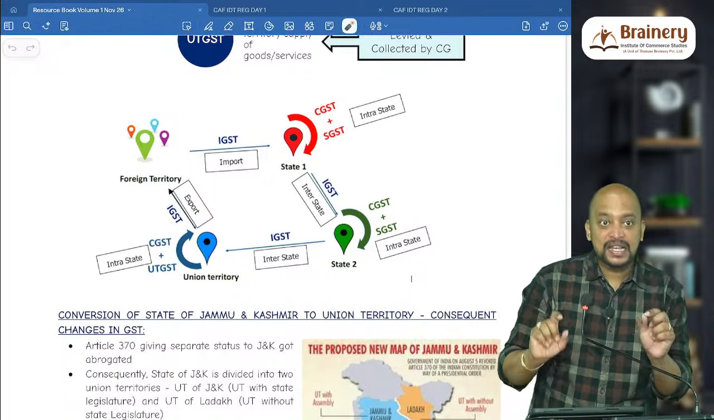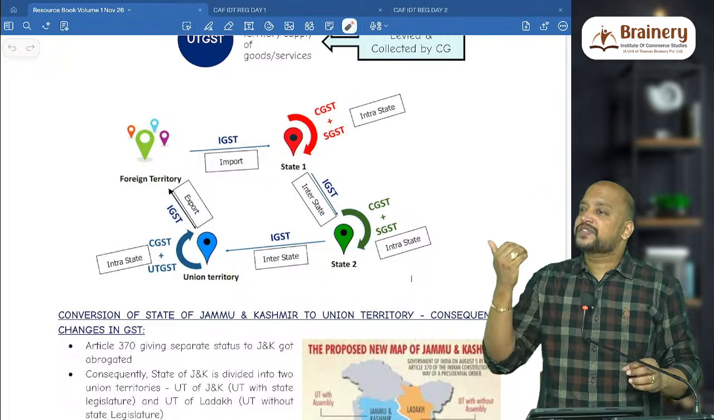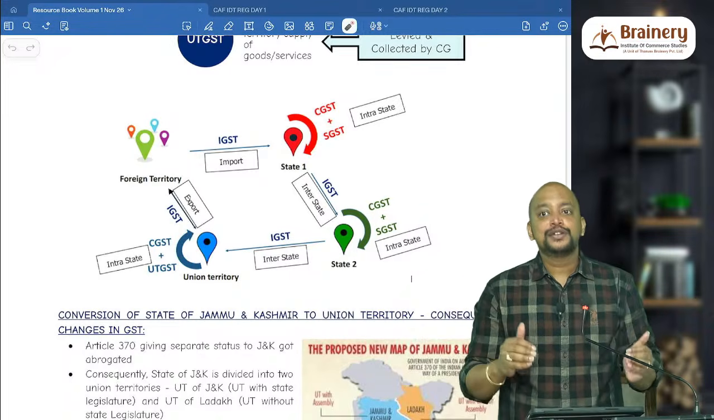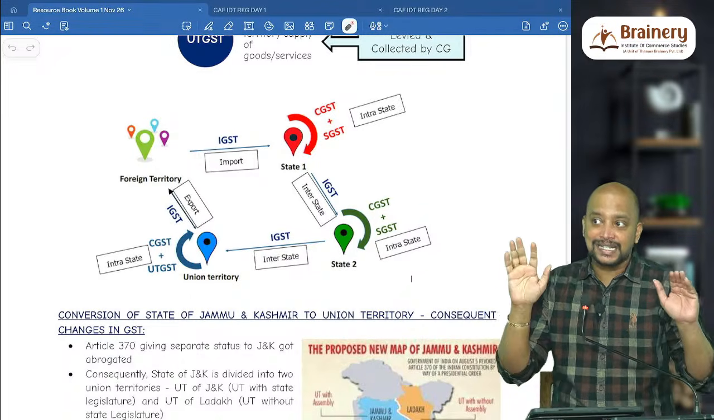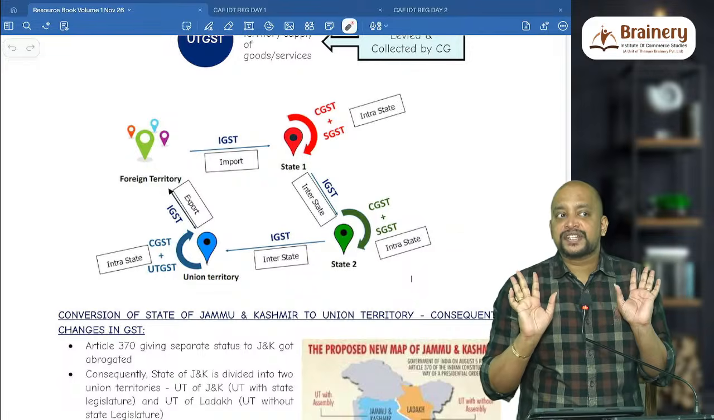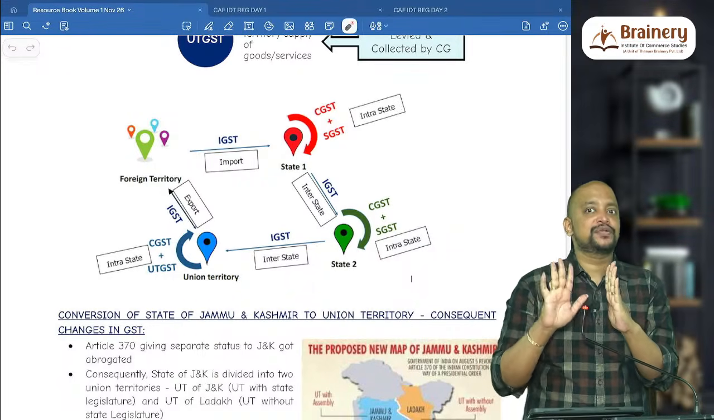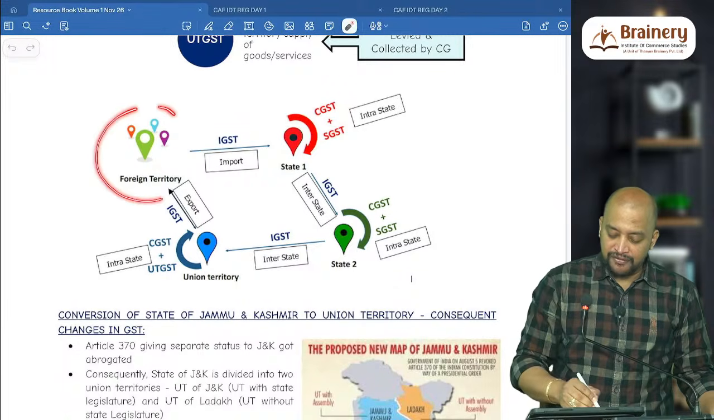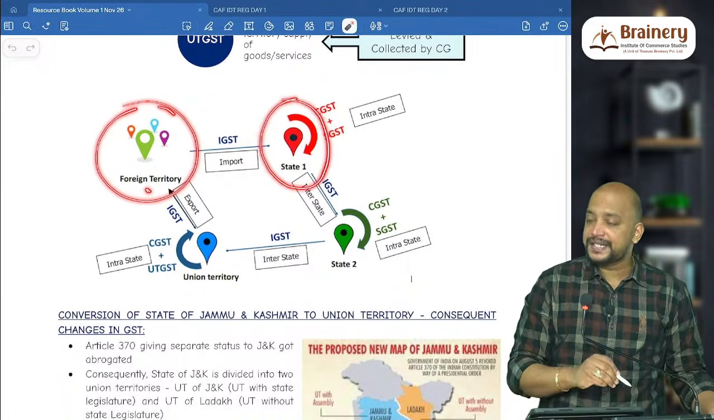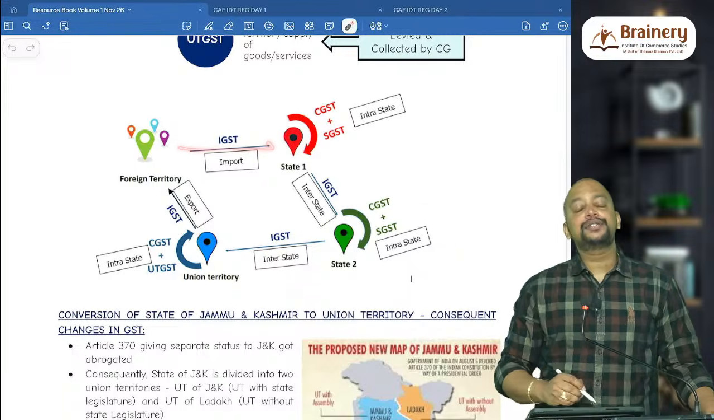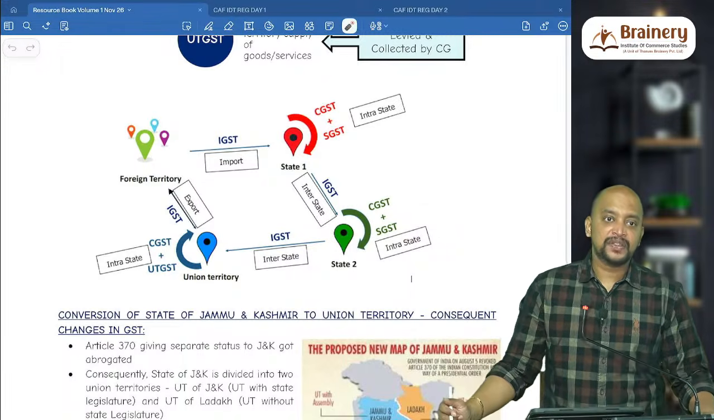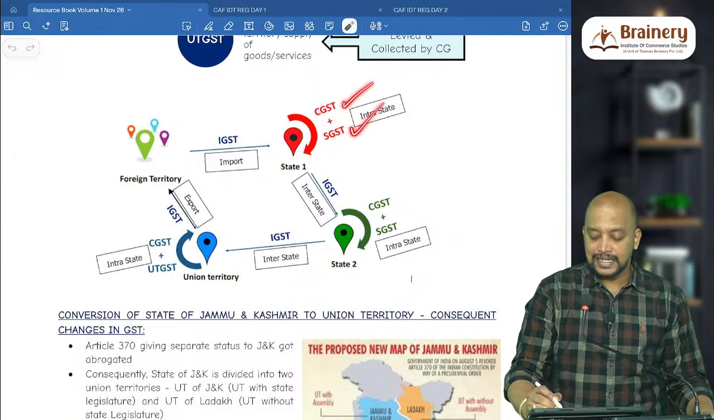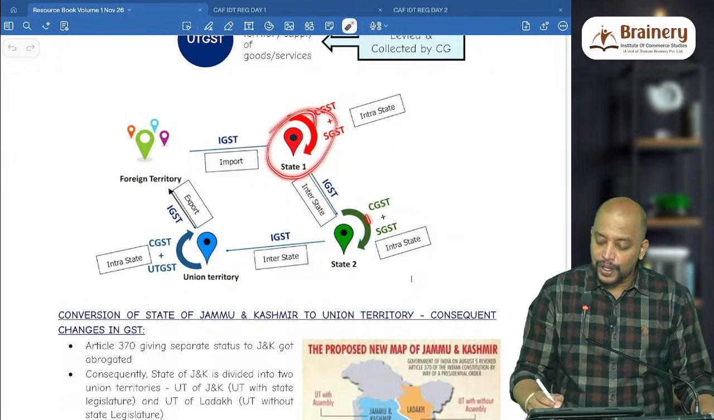Is that clear? Same way, on import of services also, naturally for services there is no customs, only GST. So therefore, IGST will be applicable. Is that clear? So tell me, what have we discussed so far? Import of goods and import of services. What is the tax that is applicable? IGST. So there is a foreign territory. You are in state 1. When you are importing goods or services, IGST will be applicable. Within the state is intrastate. So what is the type of GST? CGST, SGST. State 1 to state 2.